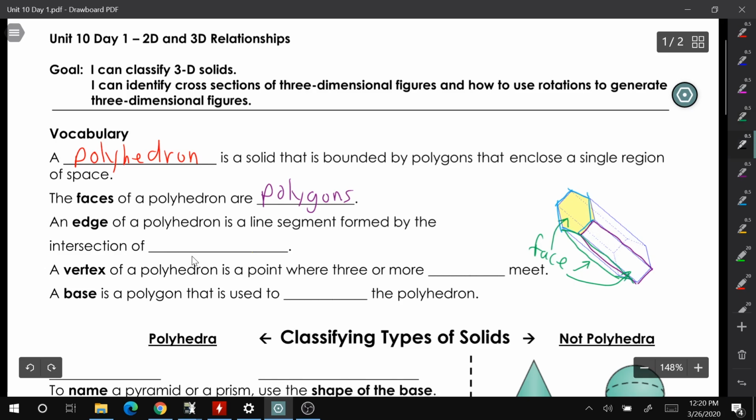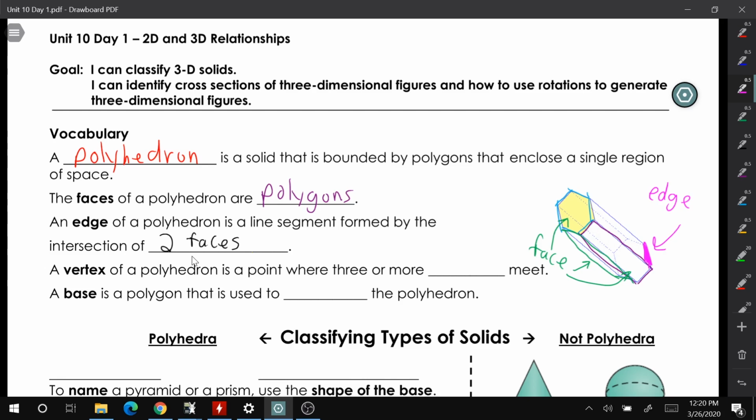Now, an edge is where two of these faces meet. So it's the intersection of two faces. So where these two sides meet, that is an edge. So you can think about this part right here. That is an edge because our faces are meeting. And then a vertex, that is where three or more edges meet. So think about corners. Like this is a vertex right here.